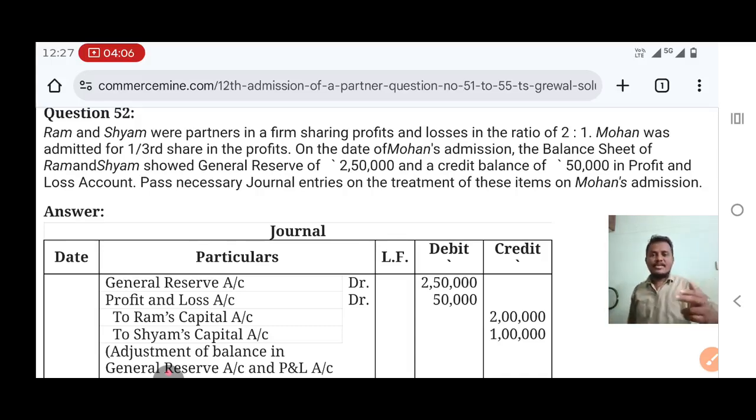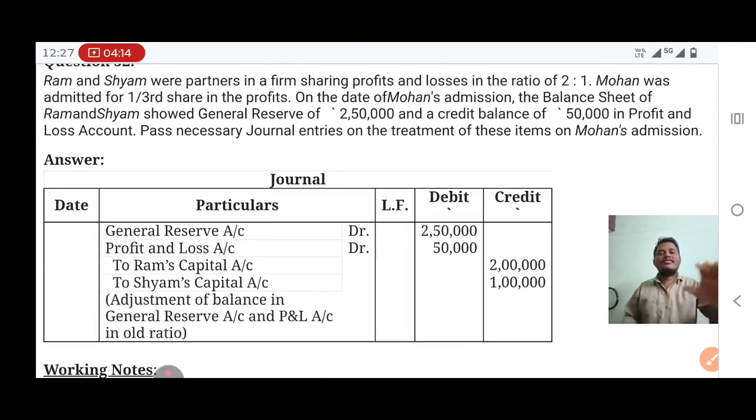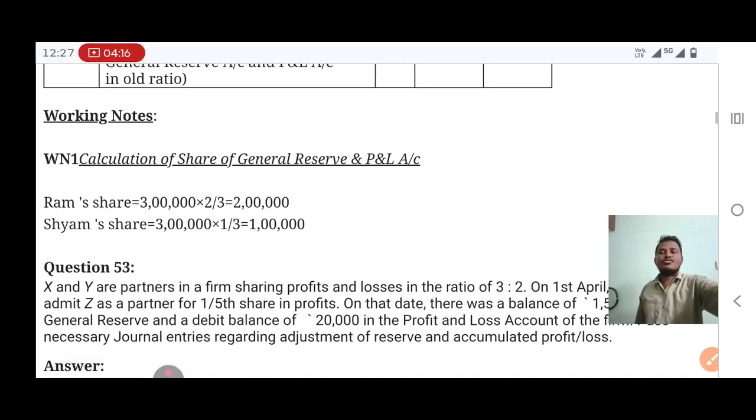So 2,50,000 plus 50,000 will give you 3 lakhs. You split that in 2:1, which is 2 lakhs and 1 lakh. So this is the journal entry. This is how the journal entry came. Here are the working notes. If you want, you can check this. Okay, this is the explanation for this sum.